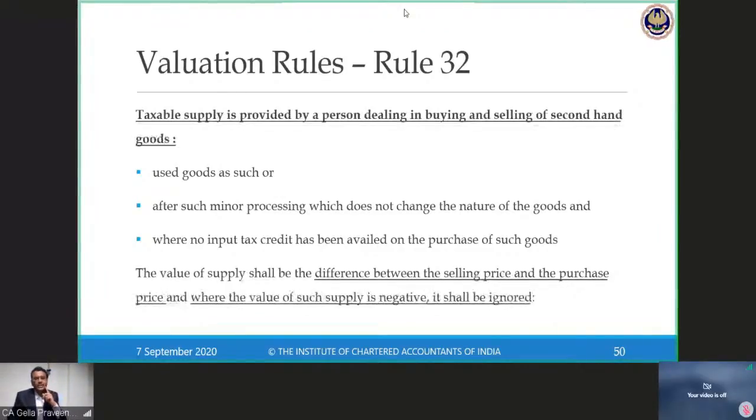There's one question in continuation to this. What if ITC is taken? The simple answer to that: I don't come to Rule 32, where the difference between selling price and purchase price applies. Straight away, whatever selling price is there, on that selling price I have to charge GST.